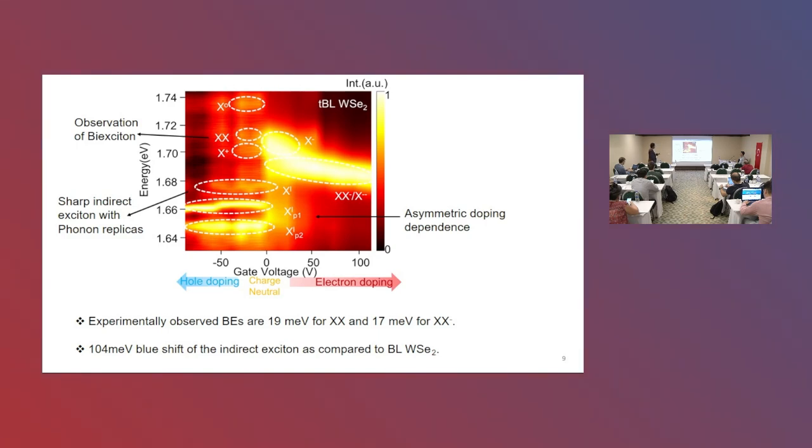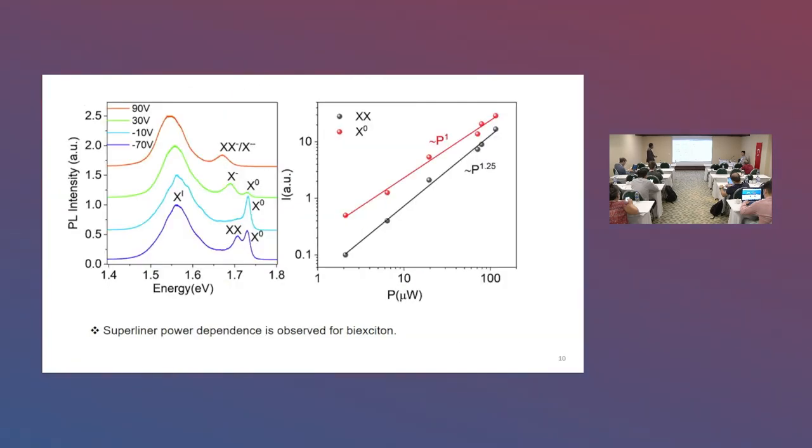And another thing, like what I mentioned, the asymmetric doping dependence. All the peaks basically vanish on the electron side. Why? I will explain later. As well as, we did some power dependence of this PL. So these are actually mentioned over here, the overall gate voltages.